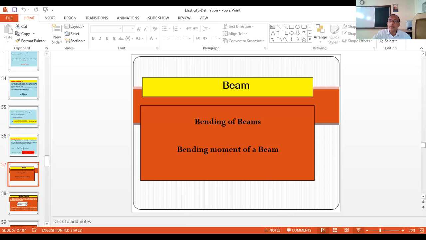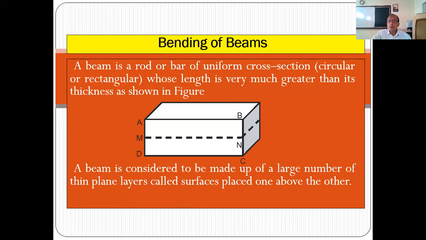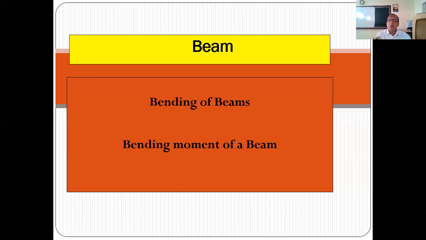So you know that in the last period, we have seen the twisting couple acting on a cylinder. Now, after having seen that one, the next article that we are going to see here today is bending of a beam, or first of all, we will like to see about the beam. So what is beam that we are going to see here? So bending of a beam and bending moment of a beam. These two articles we want to cover here today.